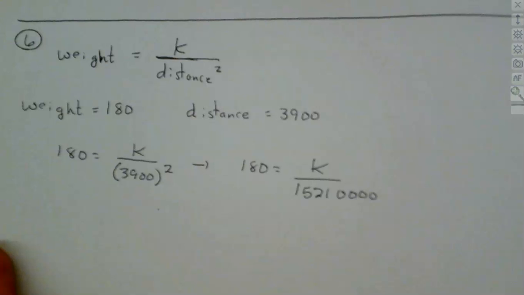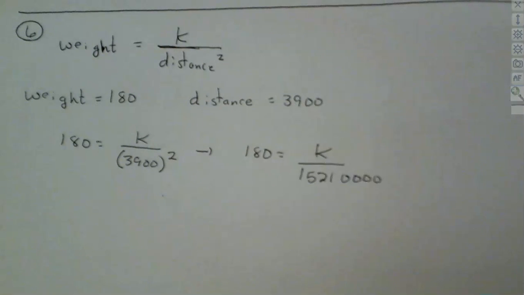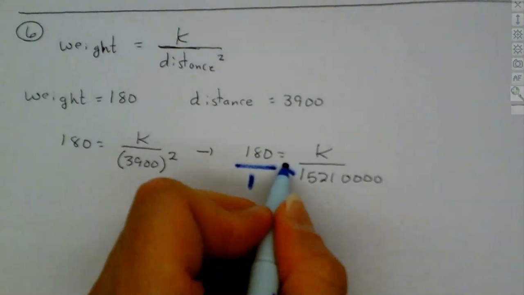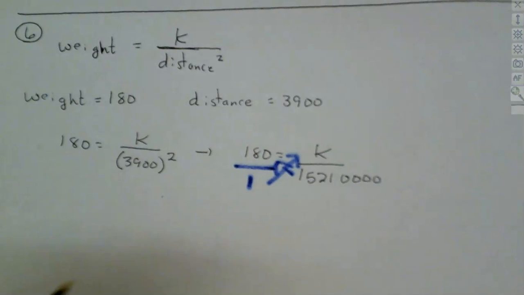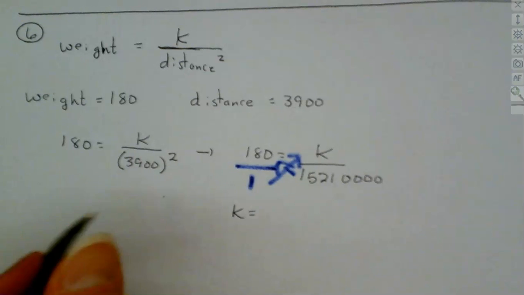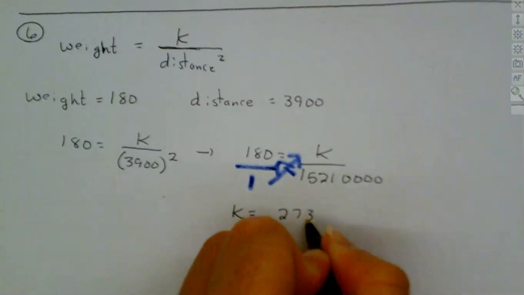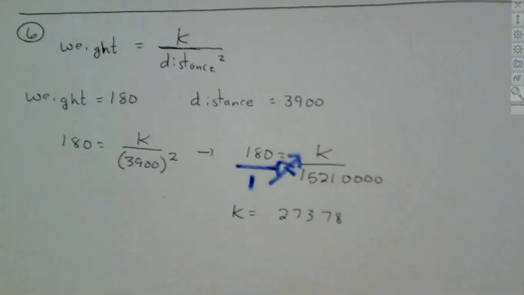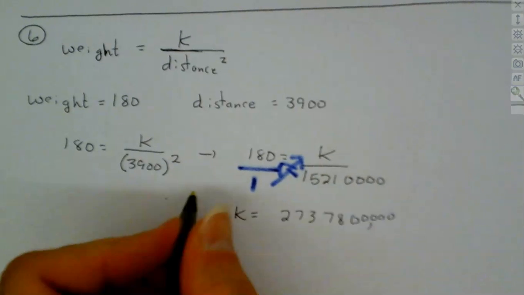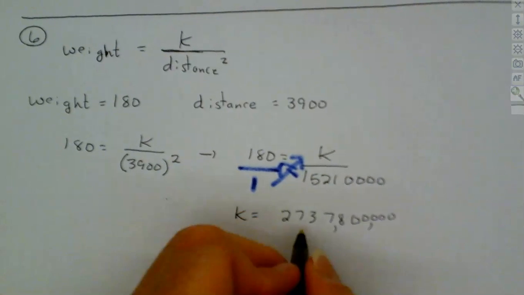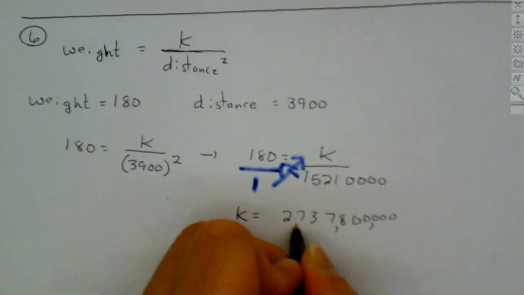Okay, so that's that when I squared it. Now, how do we finish it? We simply do what? Cross multiply. So I'm going to multiply that by my 180. And that gives you a huge number for K. And that's 27378, and then it looks like 1, 2, 3, 4, 5 zeros. So there is your value of K.